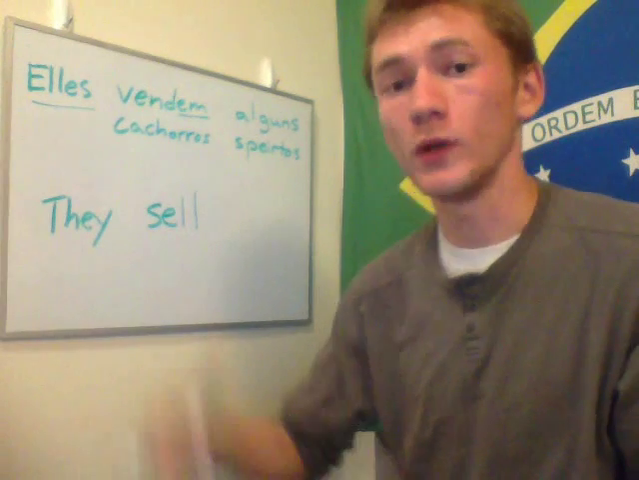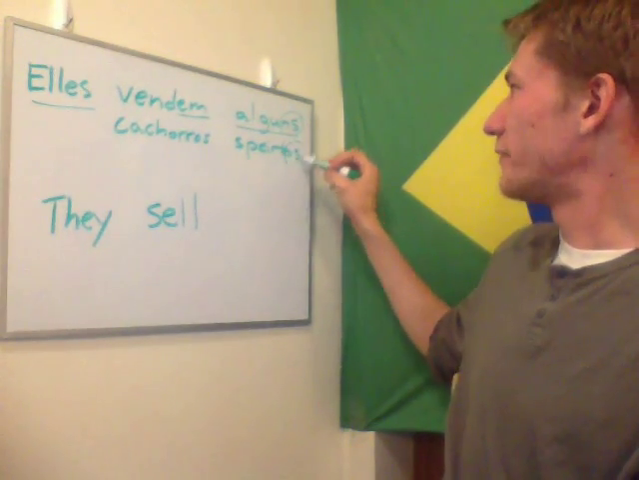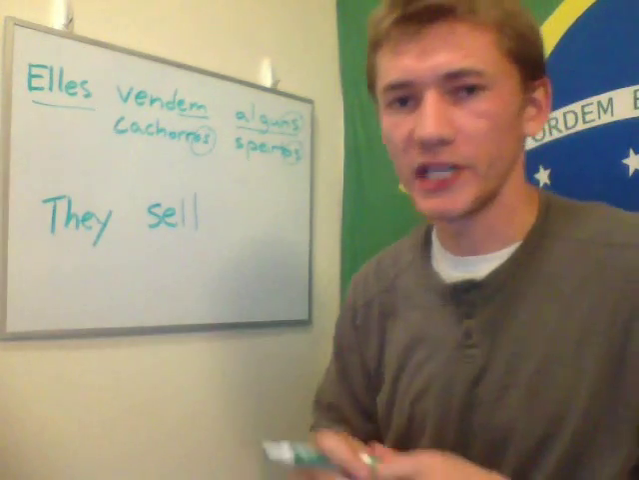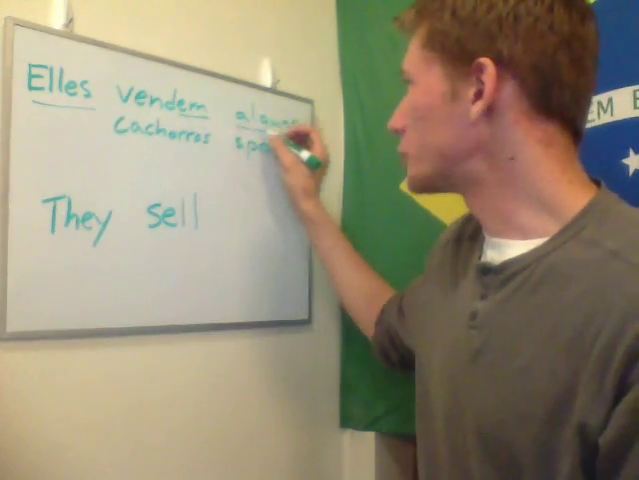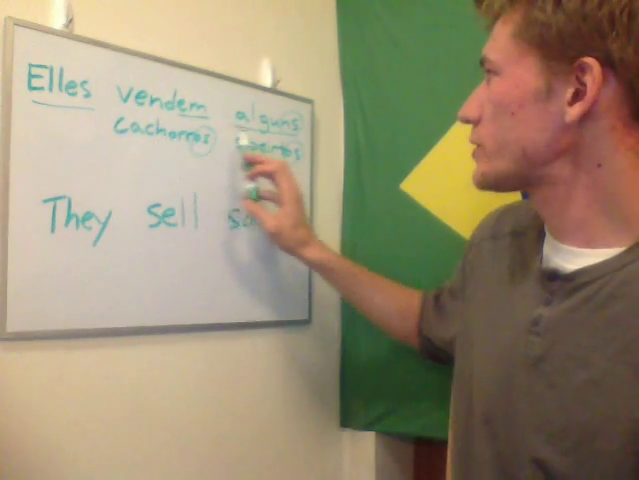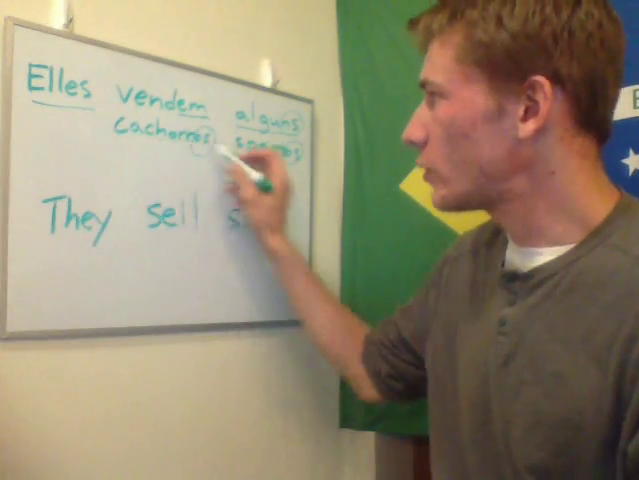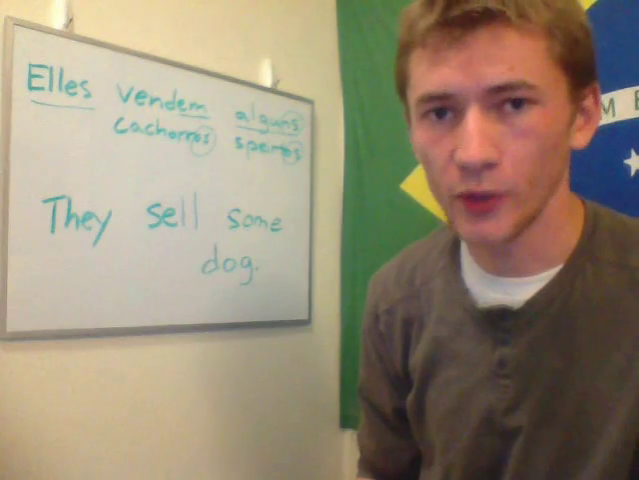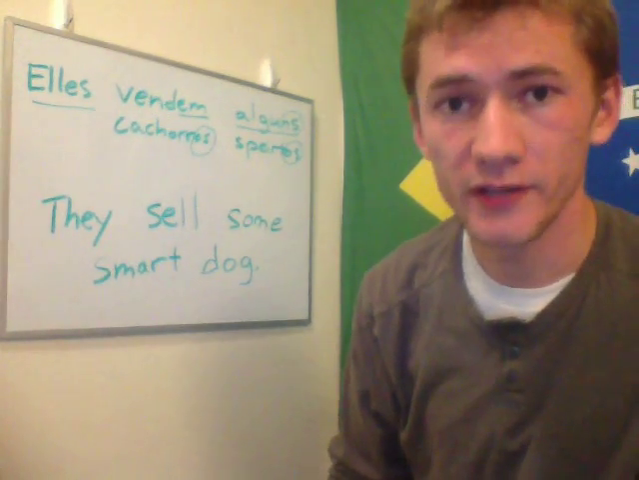Well, what do they sell? Well, let's continue. So you have here that that's masculine and plural. You have here it's masculine and plural. You have here that it's masculine and plural. So let's just accept that all of these are masculine and plural and just get on with it. Alguns, you were taught, means some. Now you have cachorros espertos. If you studied, you would actually know what those two are. Cachorro means dog, and esperto means smart or intelligent. And that's your sentence. They sell some smart dogs.